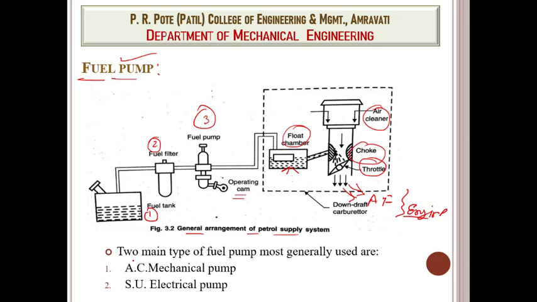Look here, the two main types of fuel pump most generally used are which ones? The AC mechanical pump, and second, the SU electrical pump. So these are the two types of pumps used in automobiles.